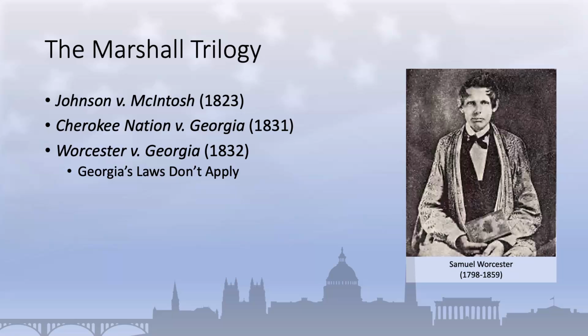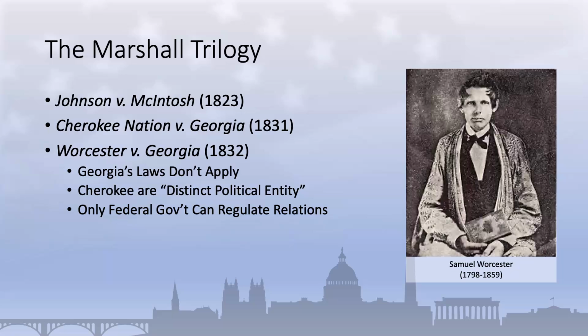Again, Chief Justice John Marshall wrote the majority opinion, which held that the Cherokee Nation was a distinct political entity with the right to self-governance and control over its lands. The court held that the federal government has the power to regulate relations with Native American tribes, and that Georgia's efforts to assert jurisdiction over the Cherokee Nation violated the Constitution's Supremacy Clause.